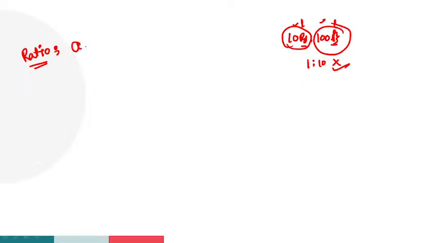For example, A comma B. The ratio is A is to B, or A by B, same. Just remember, what is the ratio? Two quantities of the same unit is called the ratio.